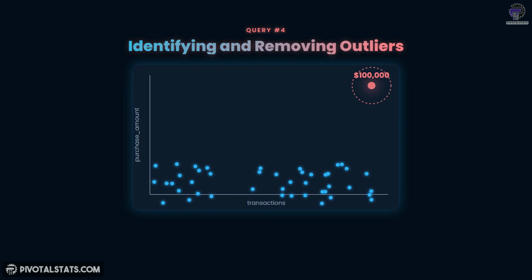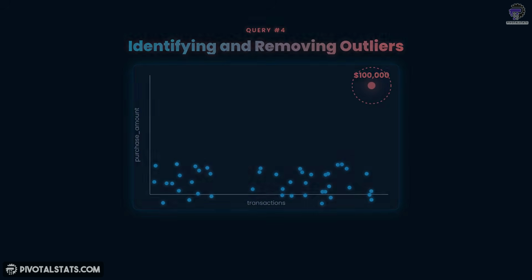The challenge with outliers is that they are not wrong by definition. A $100,000 purchase might be a data entry error. Someone added two extra zeros. Or it might be your single most important enterprise client. You can't just delete values because they are large. You need to flag them, understand them, and then decide.